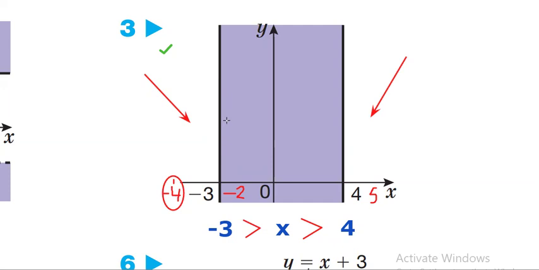Now we look at the lines. Because both of them are connected, it means we have to put an equal sign under the inequality sign. And that's the whole idea of finding the inequalities or writing the inequalities from a graph or graphically.